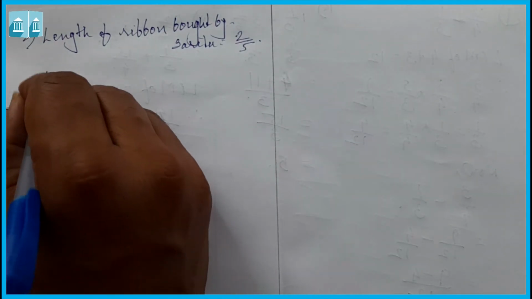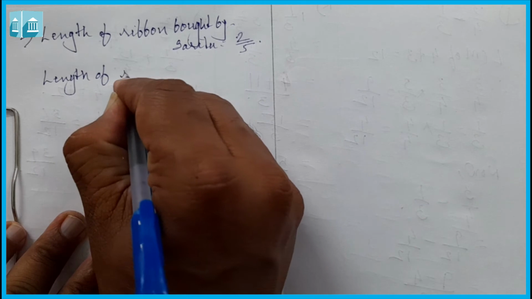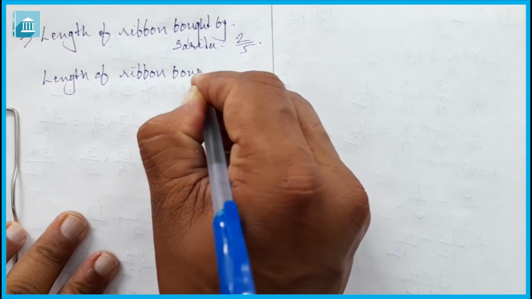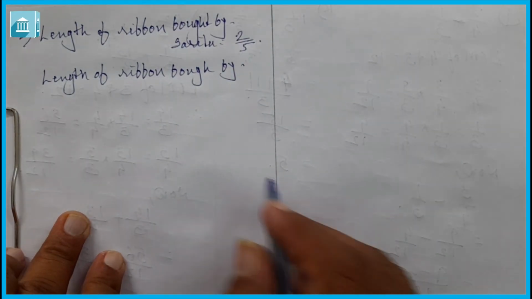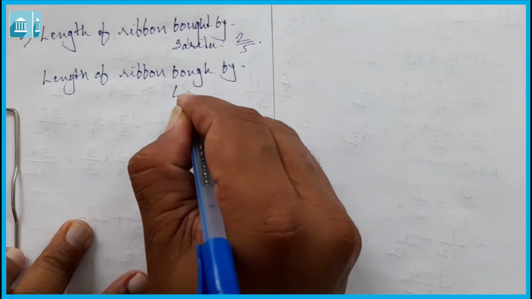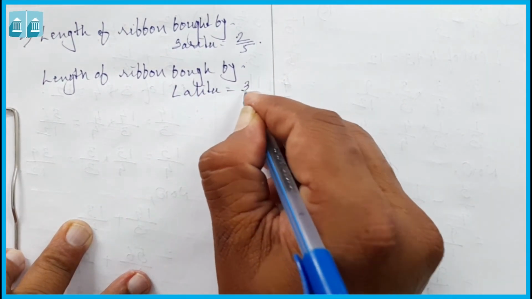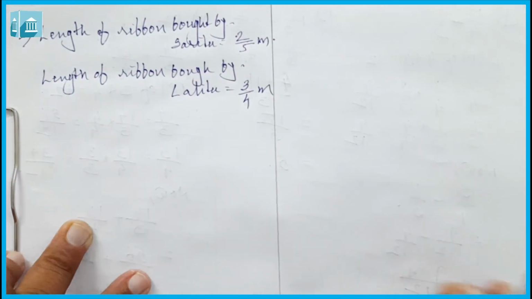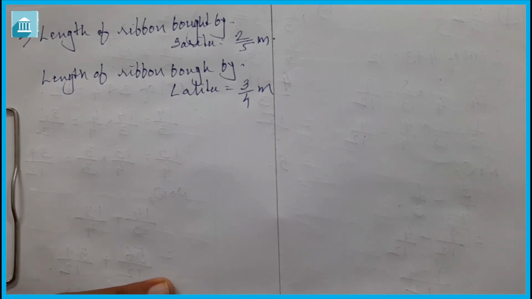In the same way, the length of ribbon bought by the second one, here is Lalita. Lalita is given 3 by 4 meter. Here also it is 2 by 5 meter, here it is 3 by 4 meter. And we have to find out what is the total length of ribbon they bought.